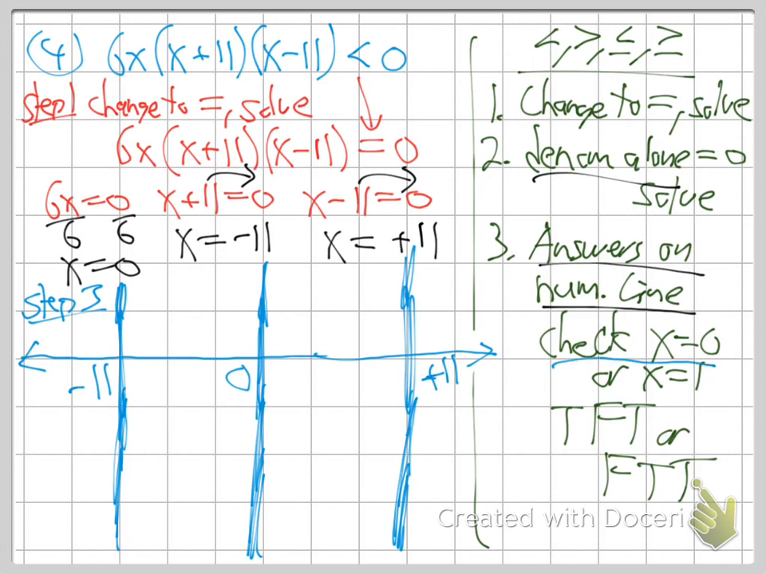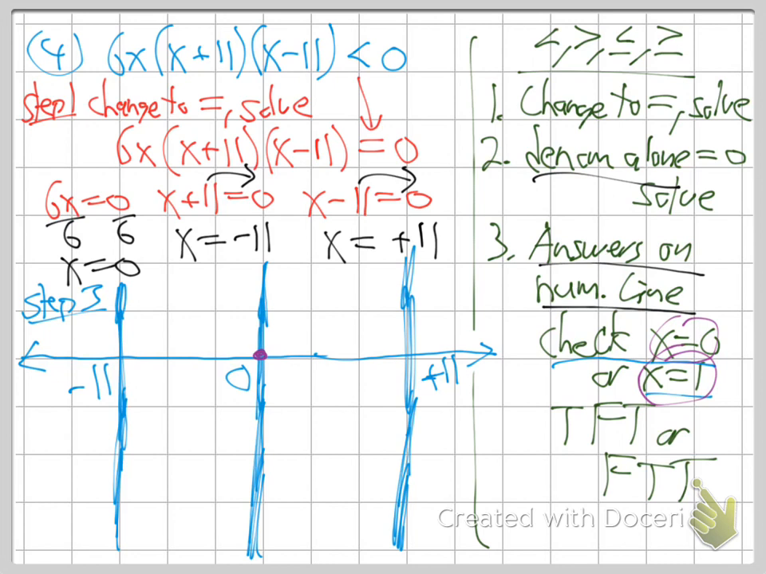We check either x equals 0 or x equals 1. The easiest number in all the world is 0, right? So we try x equals 0, but x equals 0 is right there. I can't check that. That's where one of the breaks is. Does that make sense? I can't check a break. I've got to check between them. So that's why I gave you 2 options. You can check any number you want to, really.